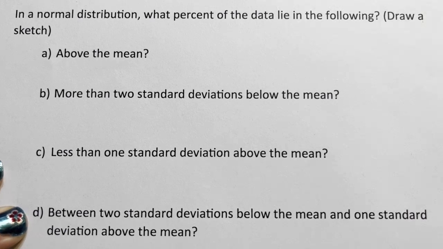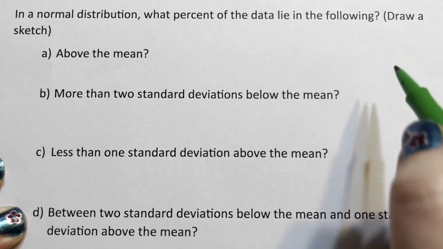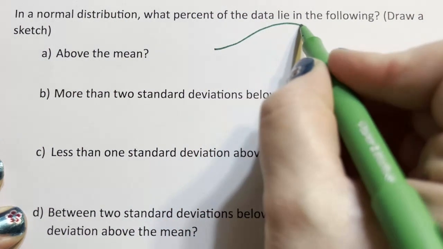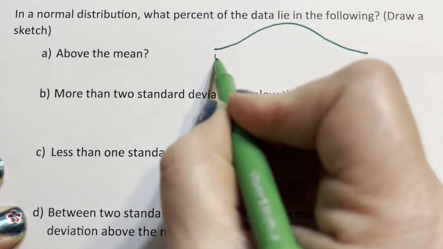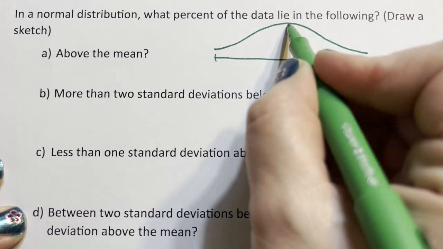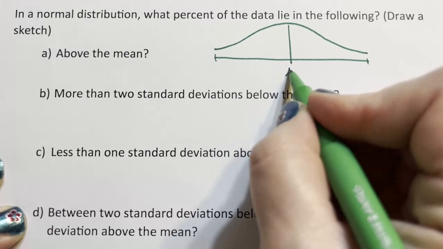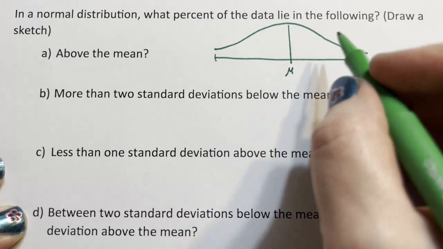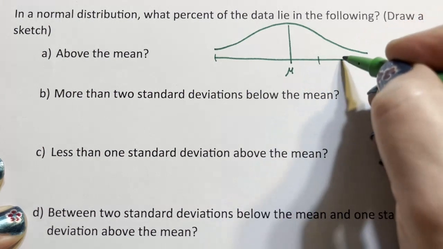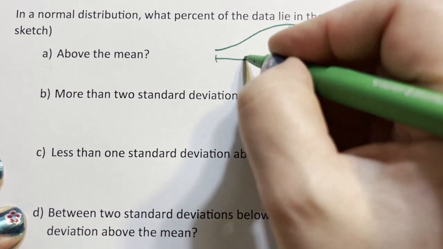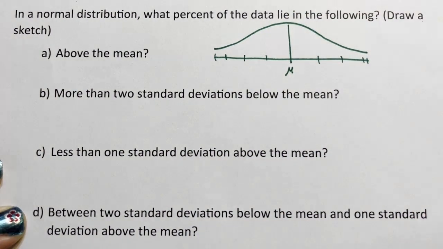Before I begin to answer these questions, a normal distribution looks like this. Usually it's a lot taller. And we have our mean right here, and the mean is the 50%. And then we have standard deviations, and the standard deviations kind of radiate out. Most of the data is within 3 standard deviations.